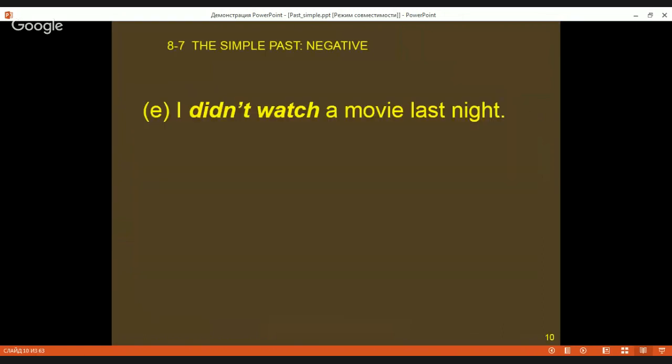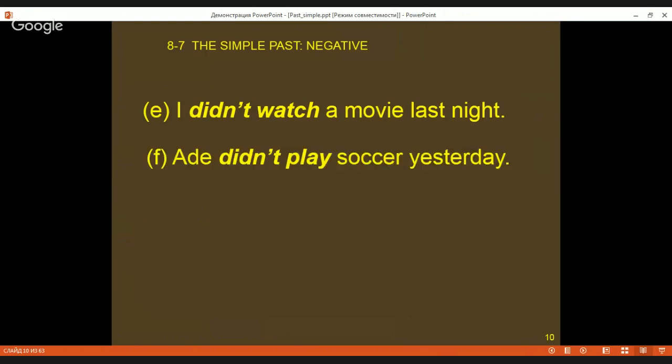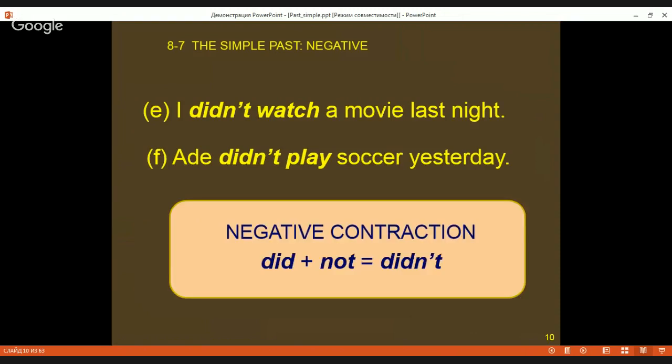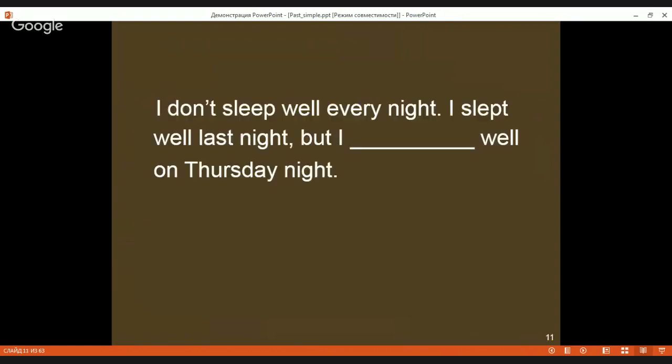I didn't watch a movie last night. It's another situation. I didn't play soccer yesterday. And here you have the example of negative contraction, did plus not, and you have a contracted form didn't with an apostrophe. Let's move on. So, I don't sleep very well every night, you know. I slept well last night, but I didn't sleep well on Thursday night.